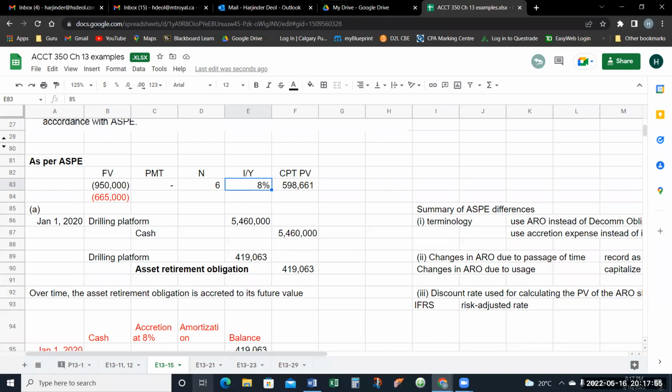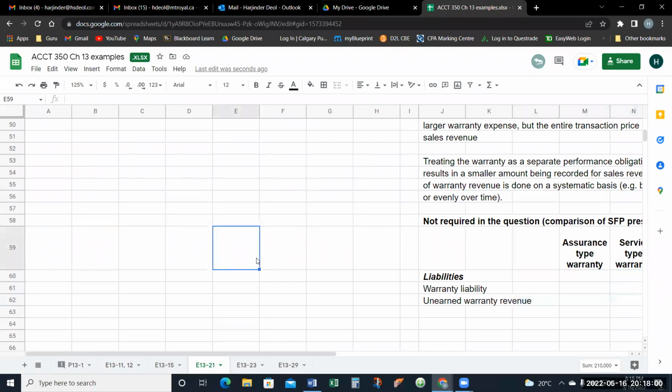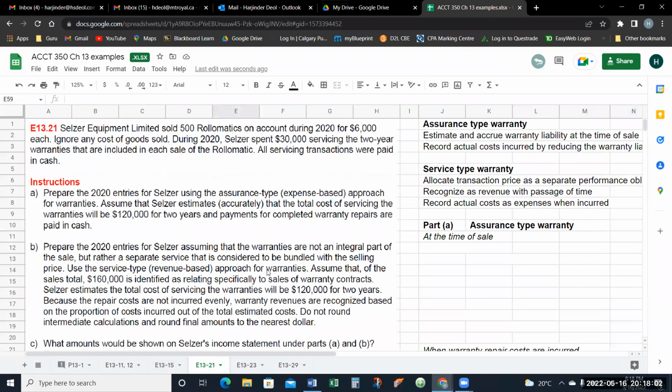So then moving on to take a look at exercise 13-21. And this is an example about warranties. So we're told that this company called Seltzer Equipment sold 500 items. They sell something called Rolomatics on account during 2020 for $6,000 each. In the year, the company spent $30,000 servicing 2-year warranties that are included in each sale of the Rolomatic. All servicing transactions were paid for in cash.